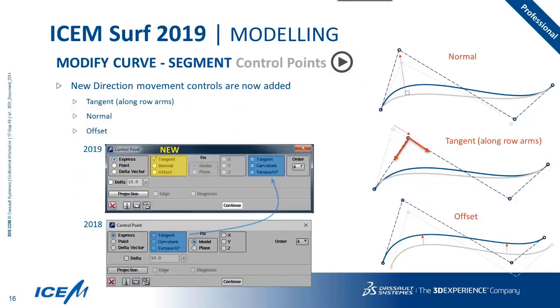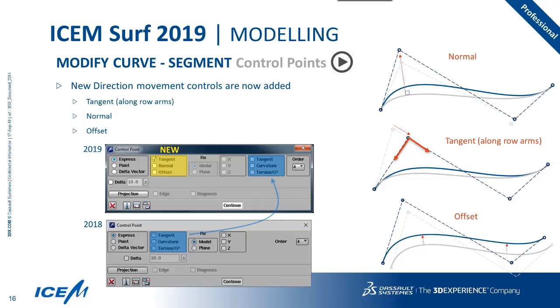We've now got a new change to modify curve segment. You'll see at the bottom of the screen what it looked like in 2018. Now in 2019, we've added a new little table on the left-hand side in yellow. I don't know if you agree with me here, but when you're moving control points around in a patch, you know exactly where they're going to go, more or less, with normal, tangent, and offset. But with curve modification, sometimes, particularly for new users, I found it a little tricky.